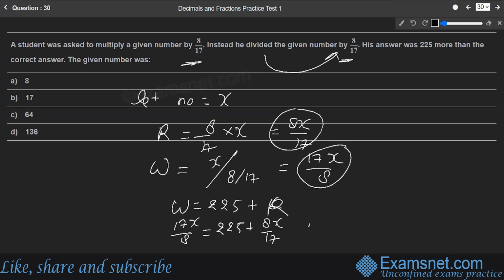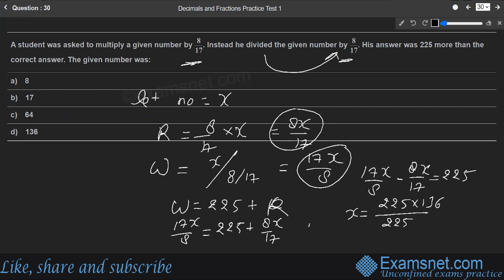So let us do it. It's going to be 17x by 8 minus 8x by 17 is equal to 225. Okay, we can take the LCM of 17 and 8, that is going to be 136. So clearly we can find x as 225 into 136 divided by 225. If we solve this further, it comes out to be ultimately 136. So the number that was asked is nothing but 136. It is available in option number D and becomes the right answer.